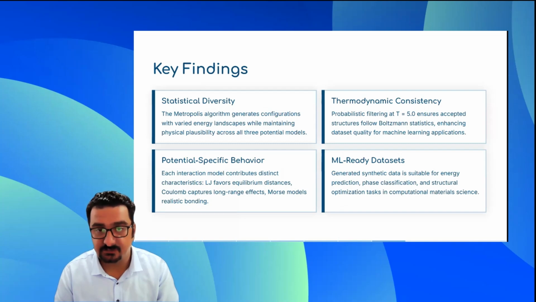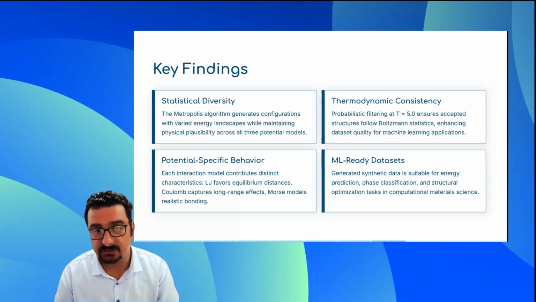When we summarize the key findings from our simulation study using the Metropolis algorithm, first, we achieved statistical diversity. The algorithm generated a wide range of atomic configurations with varied energy landscapes, yet all remain physically plausible across the three potential models: Lennard-Jones, Coulomb, and Morse. Second, we ensured thermodynamic consistency by applying probabilistic filtering at a fixed temperature of T equals 5. The accepted configurations follow Boltzmann statistics. This enhances the physical realism and quality of the datasets, which is crucial for machine learning applications.